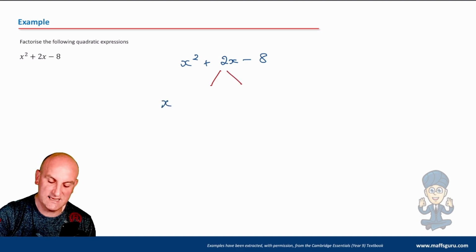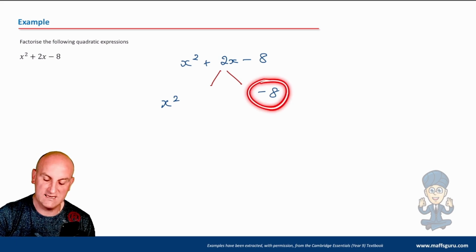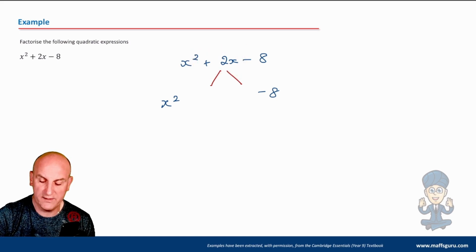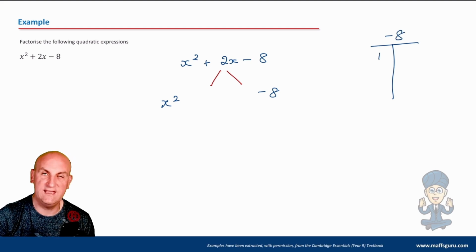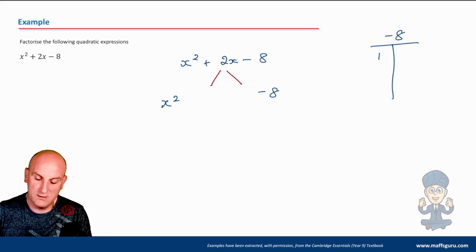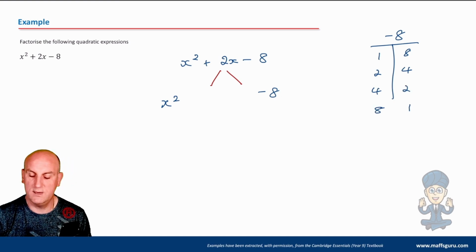So the first term is going to stay as x squared. The last term is going to stay as negative 8. So we're trying to find two numbers that multiply to give negative 8, but add to give positive 2. Well, that's why I think the T method is so nice, because I'm going to write negative 8 up there. I'm going to find all the factors of 8 first. Don't worry about the minus sign for a moment. I've got 1 and 8, 2 and 4, 4 and 2, 8 and 1.